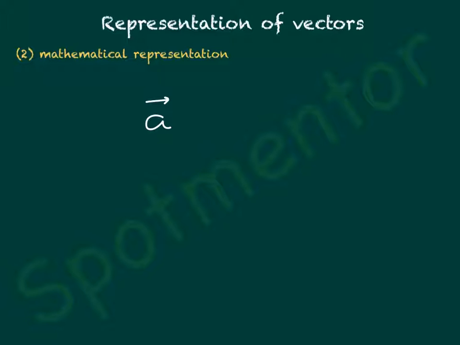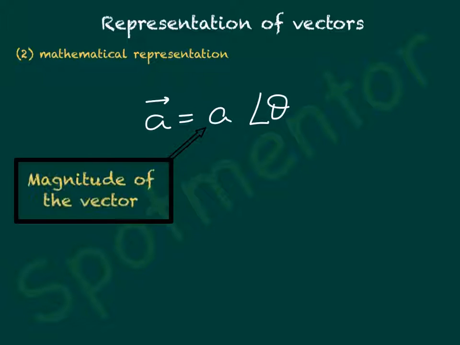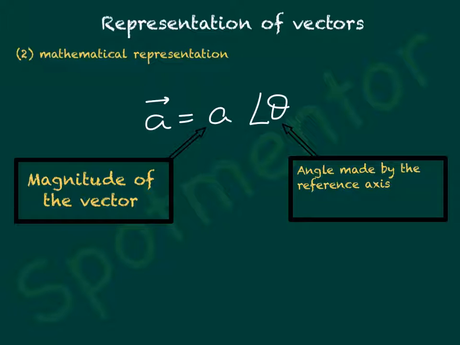Let's assume any arbitrary vector A. A vector is represented as A, theta. Now you can see there are two components of this representation. So this A will basically represent the magnitude of the vector, and this theta will represent the angle made by this vector with a reference axis. And this reference axis is usually taken as the x-axis, which is assumed to be positive in the counterclockwise direction. So that is how you mathematically represent a vector.